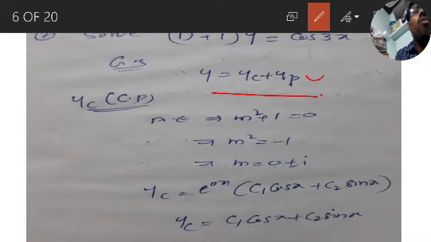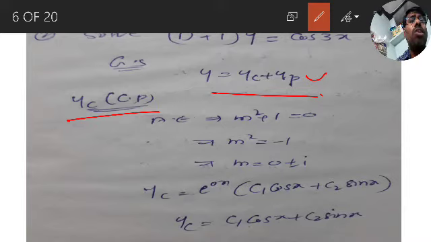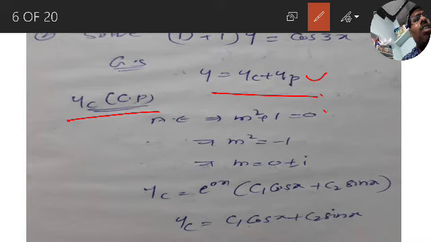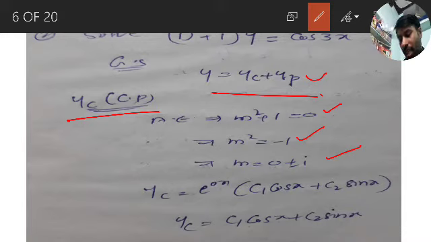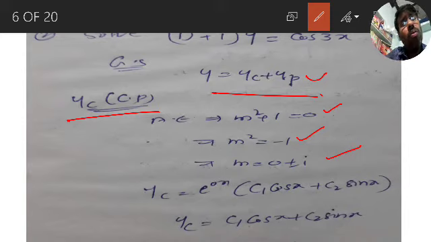Now you have to find yc. What is yc? It is the general solution of the corresponding homogeneous differential equation. So what is the auxiliary equation? m square plus 1 equal 0, m square equal to minus 1. Very similar to the first problem. m is equal to plus or minus root of minus 1, and root of minus 1 is i. Therefore m is equal to 0 plus or minus i. When the roots are complex, what is the general solution?